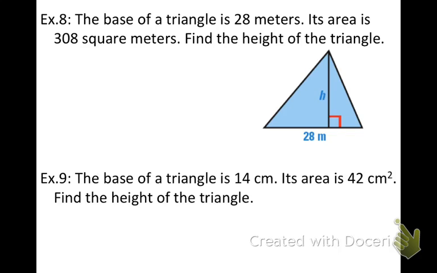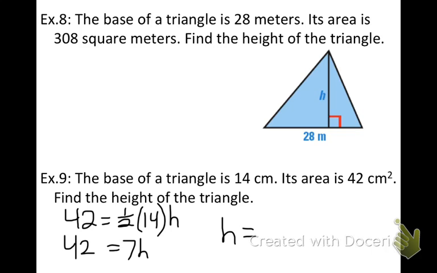If the base of the triangle is 14 centimeters and the area is 42, find the height. So 42, again, is 1/2 the base times the height. So 42 is 7h. That tells us that the height is 6 centimeters.